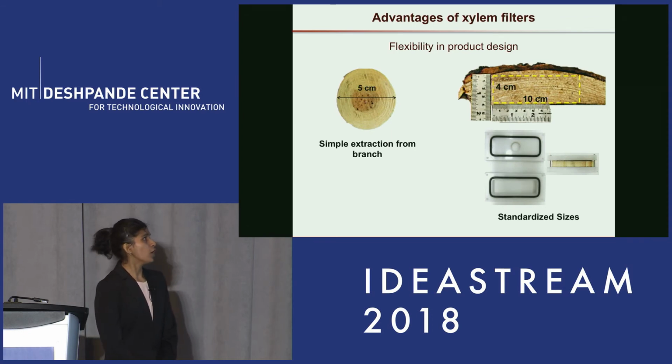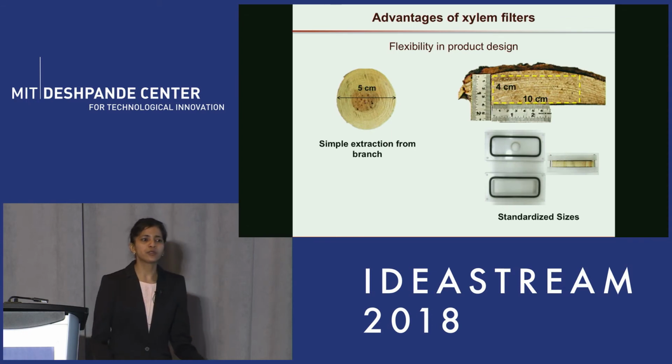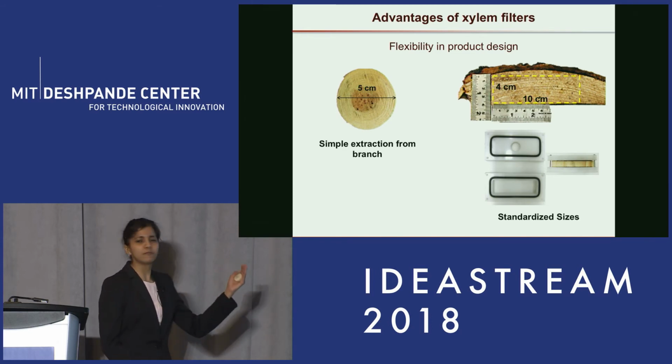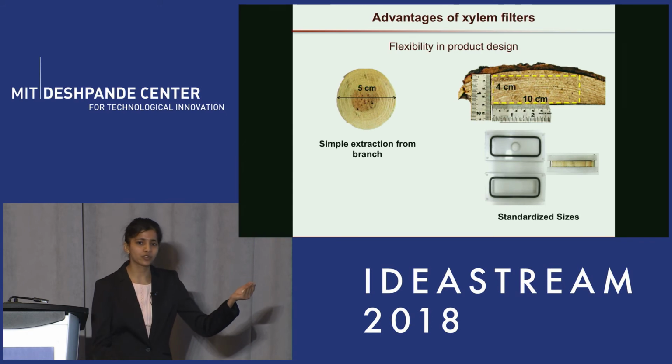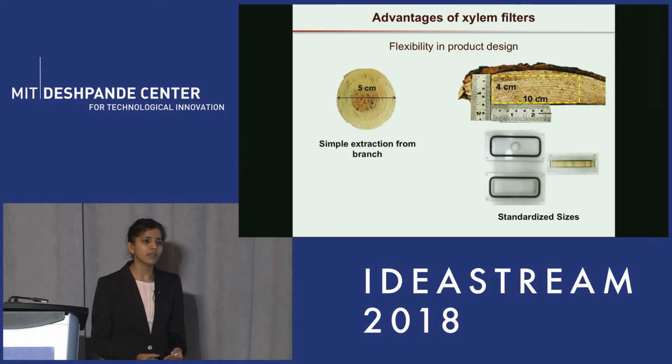Second, there is also flexibility in terms of where you source the wood from. So you can simply extract it from a branch, which gives a circular filter, or you can also extract it from the trunk, which is more convenient from a size standardization perspective.